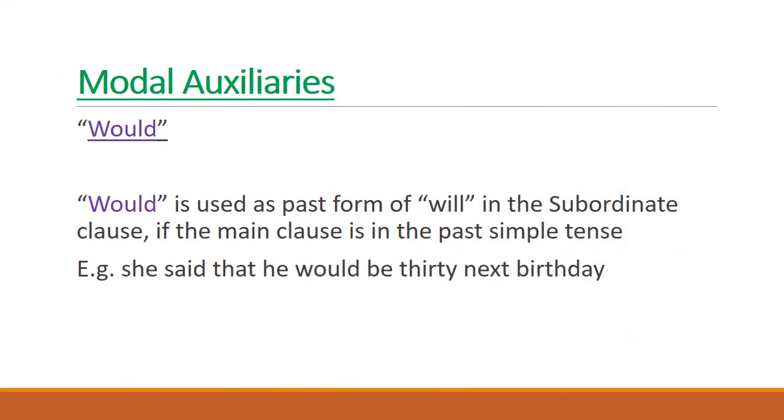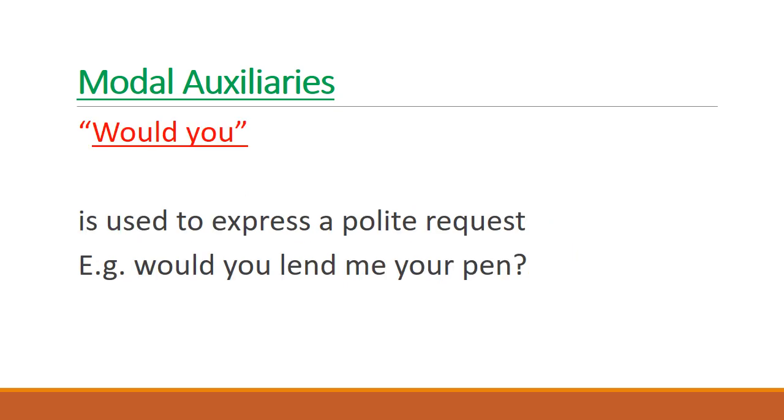Next one, would. Would is used as the past form of will in the subordinate clause if the main clause is in the simple past tense. Example, she said that he would be 30 next birthday. Here, the main clause is in the simple past tense. So, would is used as the past form of will in the subordinate clause. See this example: she said that he would be 30 next birthday.